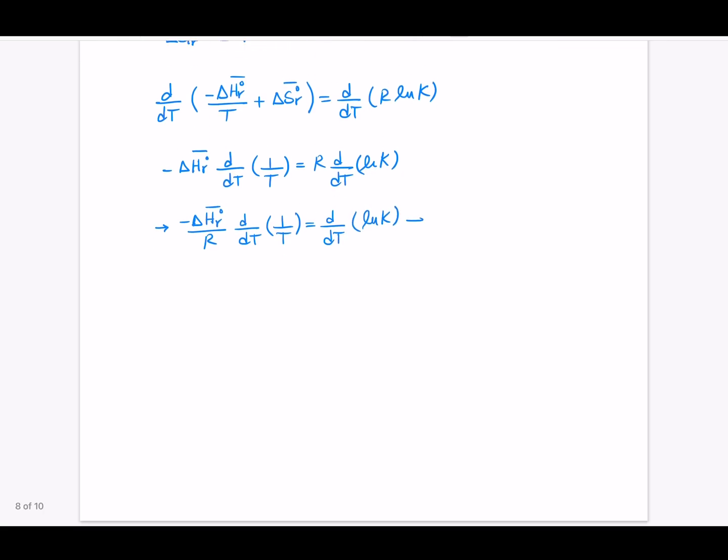Now this one we can integrate from T1 to T2, and then on the right side from K1 to K2. So this is the K value at temperature 1, and the K value at temperature 2. And if we do the integral, then eventually what we get is delta H R divided by R, times 1 over T1 minus 1 over T2, in Kelvin, equal to ln K2 over K1.